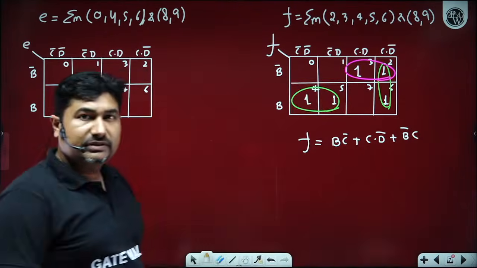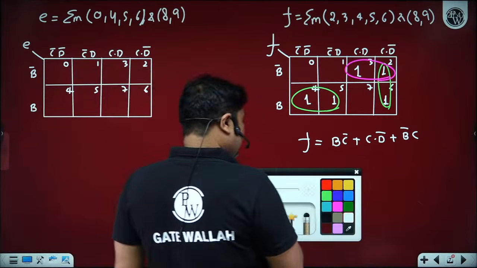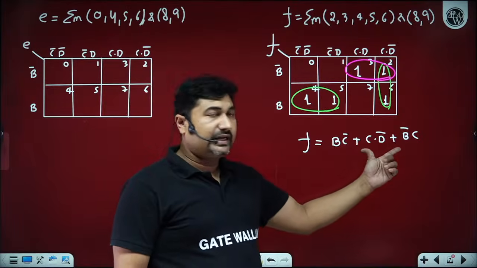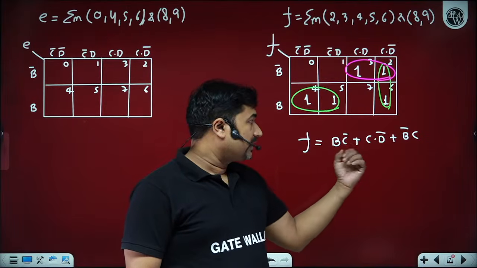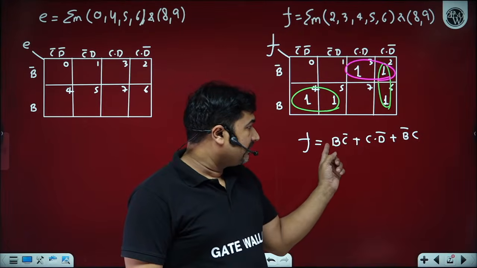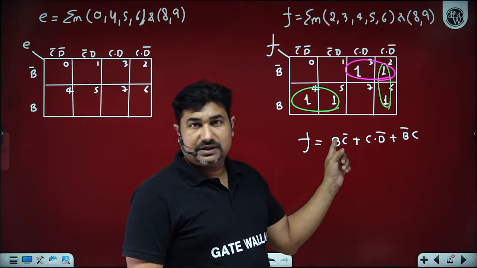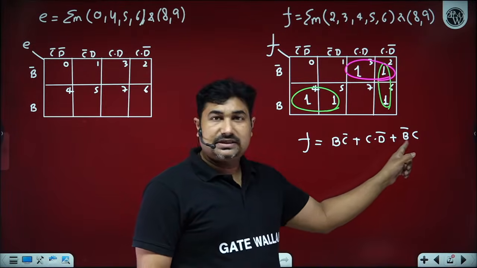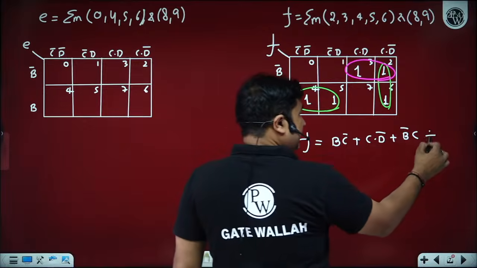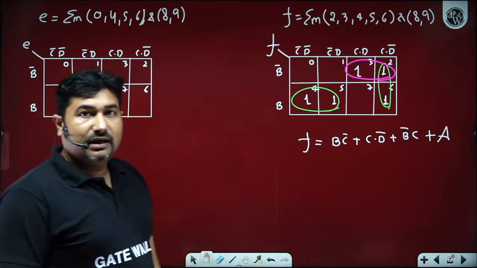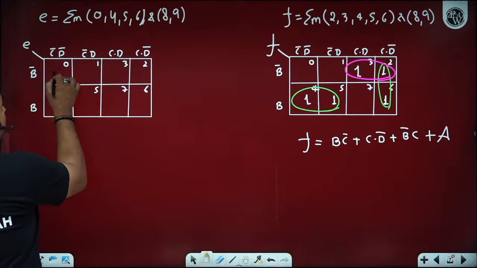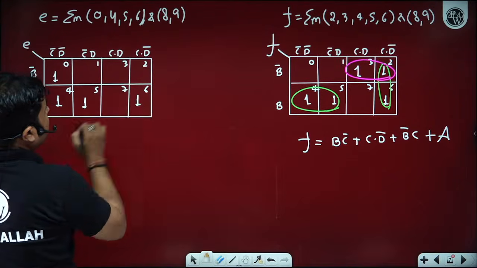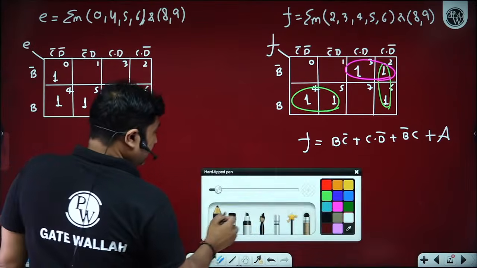If you observe this again, whether this is sufficient to define 8 or 9 or not, sir, this expression is not sufficient to define 8 and 9. Why? Because for 8, it can't define B C bar. C is 0, so its bar is 1, but B is 0. So this can't define 8. We must add A in the expression. However, in this one, if you observe 0, 4, 5, 6, 8, 9.